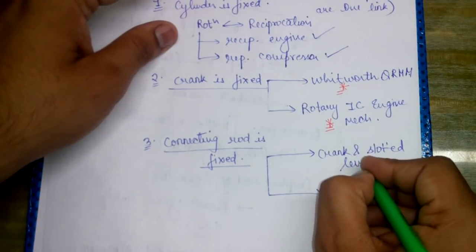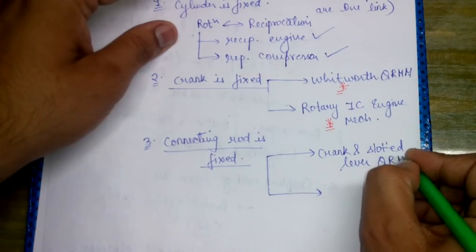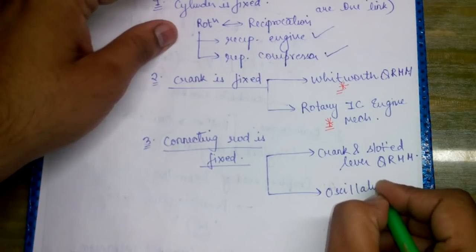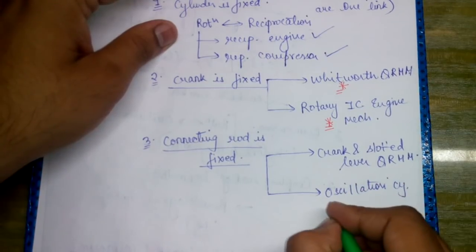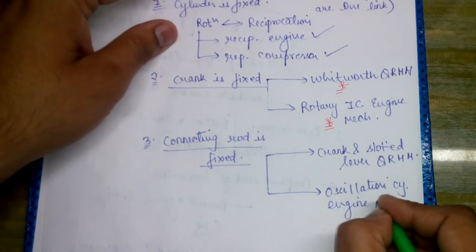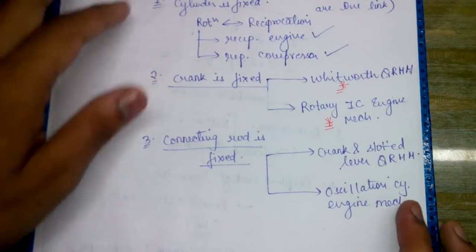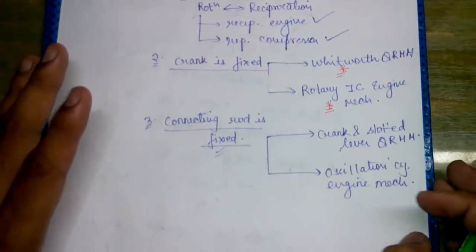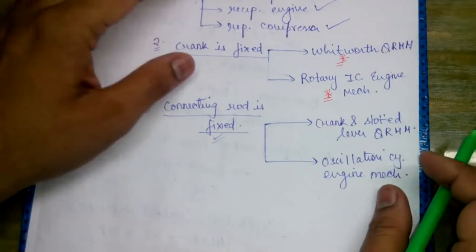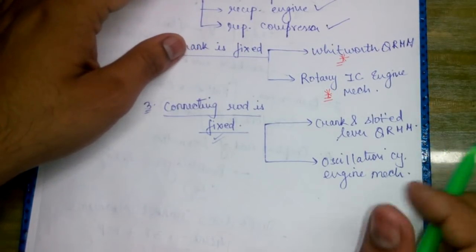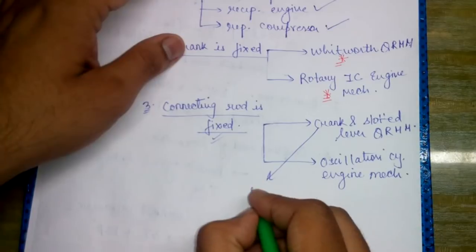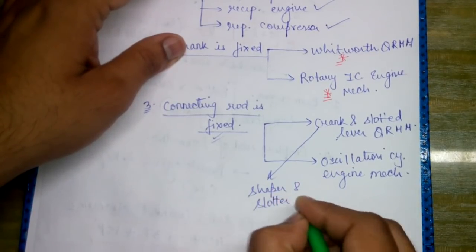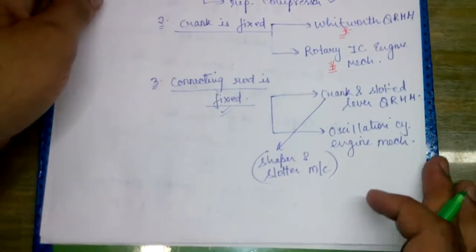Crank and slotted lever quick return motion mechanism, and the next one is the oscillating cylinder engine mechanism. The two mechanisms which are obtained by fixing the connecting rod are the crank and slotted lever quick return motion mechanism and the oscillating cylinder engine mechanism, and these are actually used in shaper and slotter machines. We use them in shaper and slotter machines.